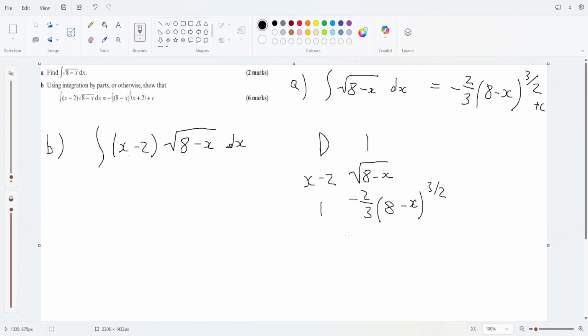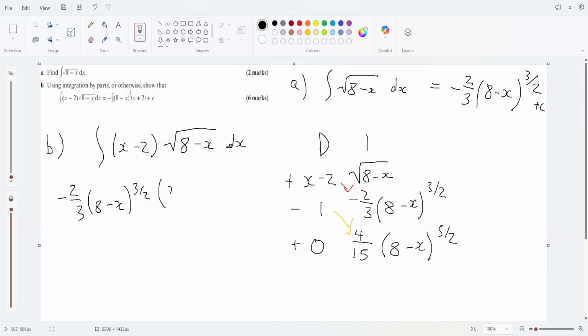And then you are going to have to integrate this again, sadly, but it's not too bad. It's just a reverse chain rule. So this is going to go to 0, and this is going to be 4 over 15, 8 minus x to the power of 5 over 2. So then we're just going to multiply and add everything up. So we're going to end up with minus 2 over 3, 8 minus x to the power of 3 over 2, multiplied by x minus 2. And then we're going to add, but because there's a minus there, it's going to subtract 4 over 15, 8 minus x to the power of 5 over 2.